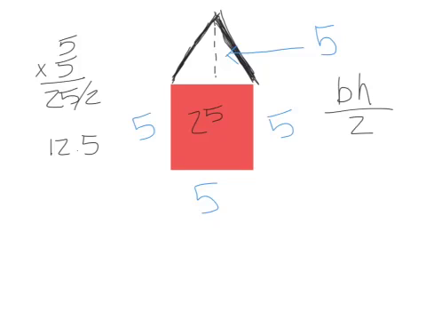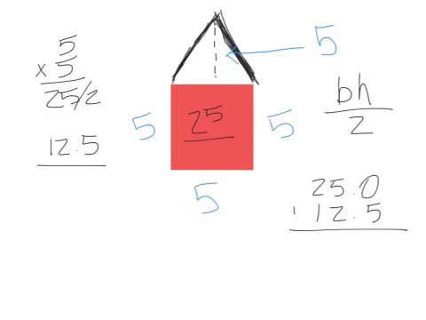So if I have an area of my square of 25 and the area of my triangle is 12.5, I add them together. 5 plus 2 is 7. 2 plus 1 is 3. I have a total area of 37.5.